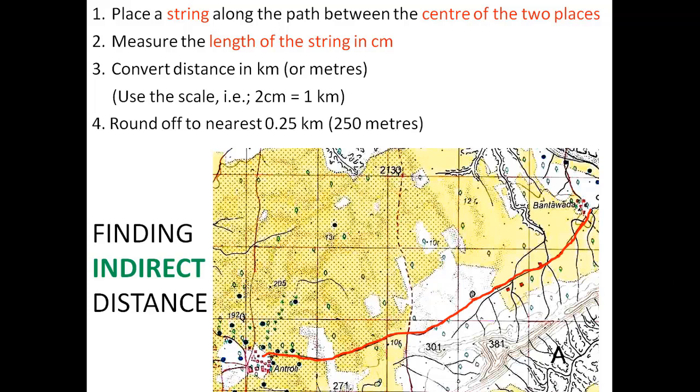Now as per the question, you have to find the shortest distance between both the villages, and this particular cart track is the shortest distance between the two points. Now take one thread and place it at the center of Antroli, mark the thread with a pen, then hover the thread over the cart track till you reach Bhantewada. In this method, you require a little patience, and with the help of this technique, you can measure the indirect distance.